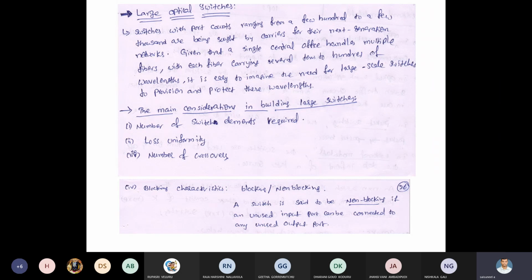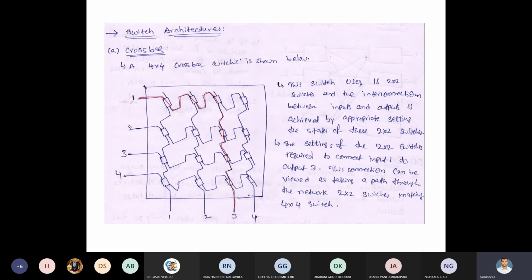Non-blocking is nothing but whenever the destination customer is free, it automatically connects. That is about blocking and non-blocking. Next, we are going for different types of switch architectures.